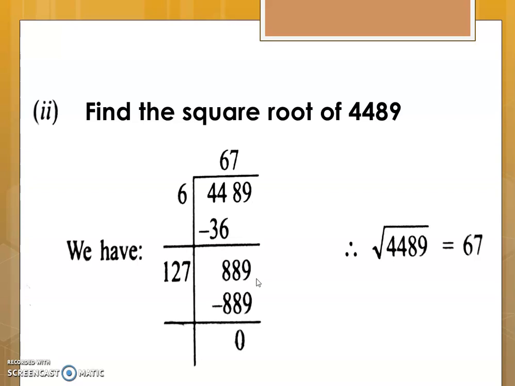Then 127 into 7, 7 sevens are 49. So there is a possibility of getting 9. So directly you can try with 127 into 7. You will get 889. Subtract and you will get 0. Now what you get over here is 67. So that is the square root of 4489.